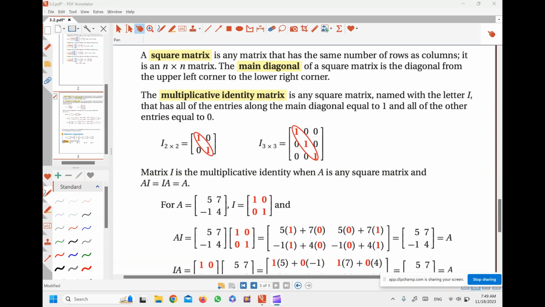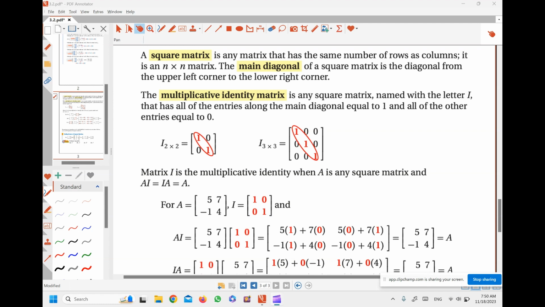Hello, this video is about square matrices and some vocabulary. A square matrix is any matrix that has the same number of rows as columns. So we have square matrices like a 2 by 2 matrix, a 3 by 3 matrix, a 4 by 4 matrix.